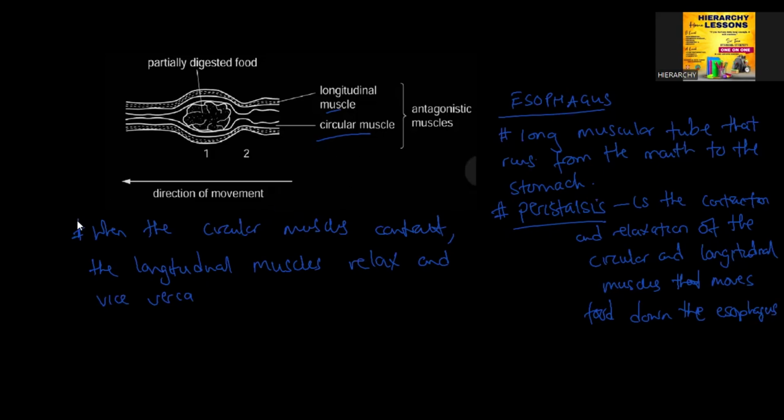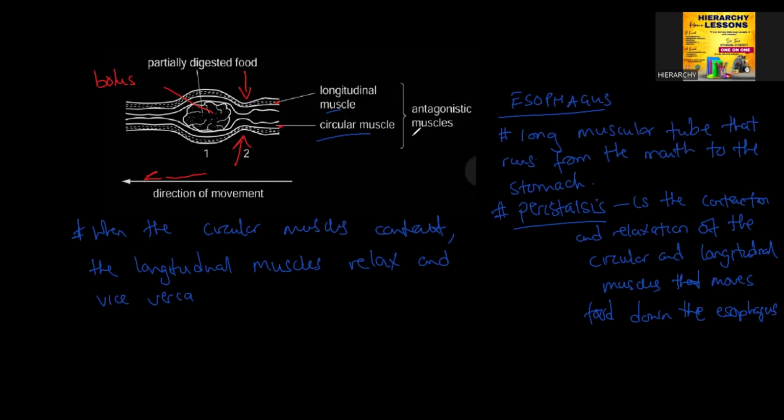Here, let me highlight. As you can see, the circular muscles are the inner layer, and the longitudinal muscles are the outer layer. Here are the regions of contraction. Food moves in the direction indicated by the arrow. The longitudinal muscles are contracting here, and the circular muscles are relaxing inside there. The contraction pushes the partially digested food, which is called the bolus, down the esophagus.